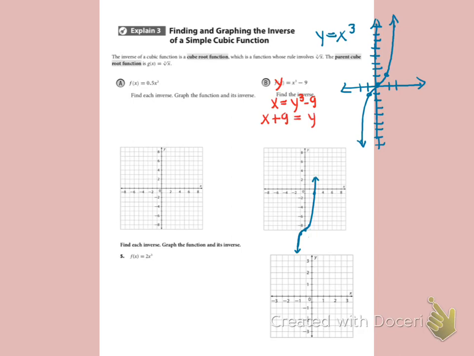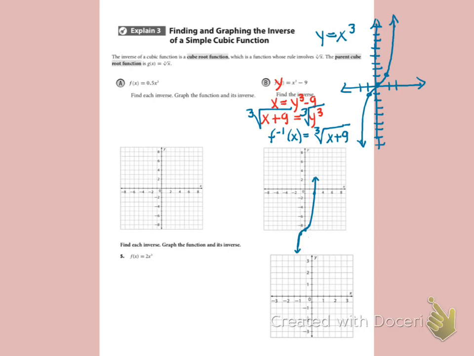And then just like we can undo a squared with a square root, we can undo a cube with a cube root. Okay, so we can cube root both sides, and then go back to function notation. We could say f inverse of x is equal to the cube root of x plus 9.